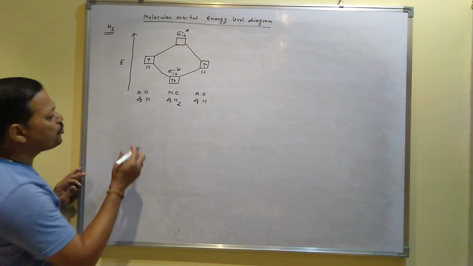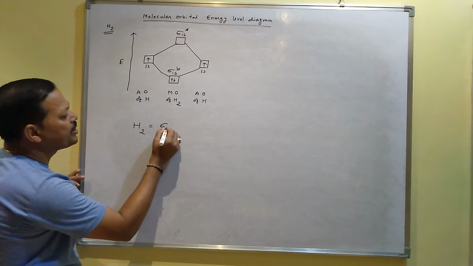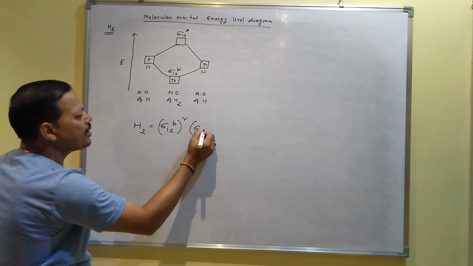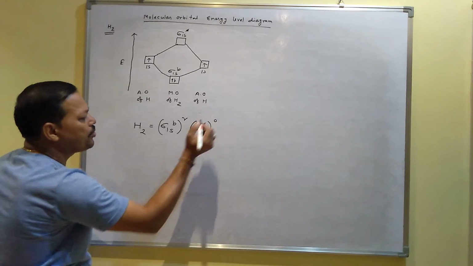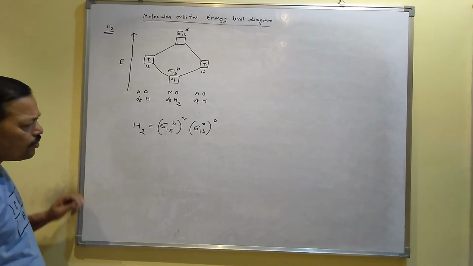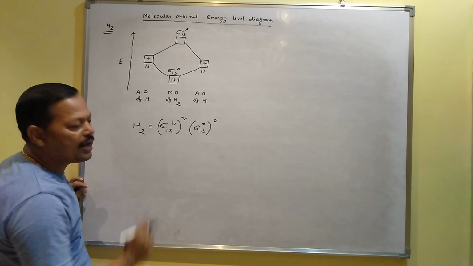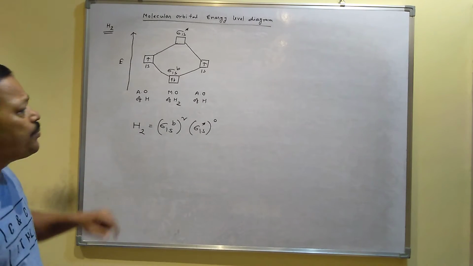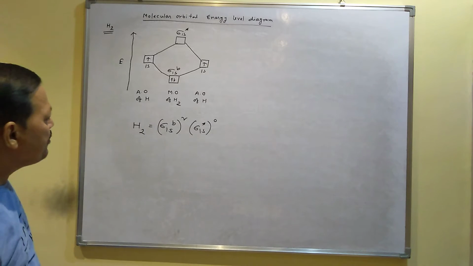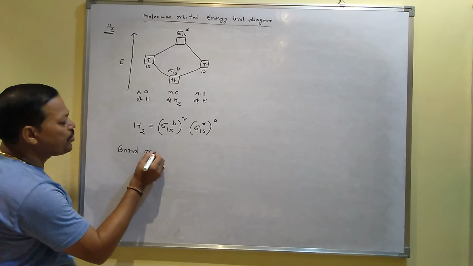Now if you want to write the electronic configuration of hydrogen molecule, you have to write sigma 1s bonding contains 2 electrons, and sigma 1s anti-bonding has no electron, that's why you write 0. This is the electronic configuration of hydrogen molecule. When you write the electronic configuration for a molecule, you always use molecular orbitals like this. Now some properties you can find out from this diagram or from this electronic configuration. You can find out the bond order. This is one of the properties of a molecule.